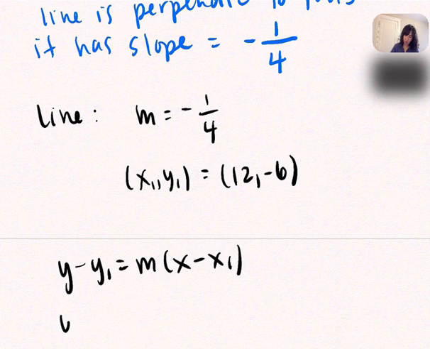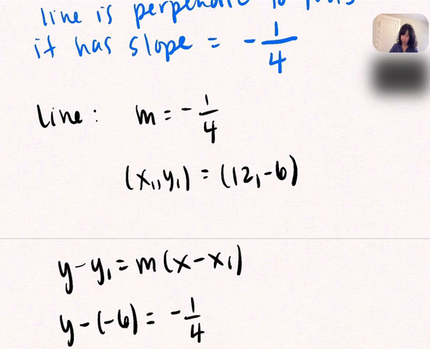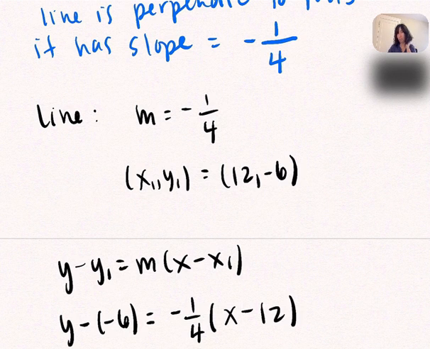and then we can plug in y1, which is -6, and then we can plug in m, which is -1 over 4, and then we can plug in x1, which is 12. From here, we can solve for y to put it in y equals mx plus b form.